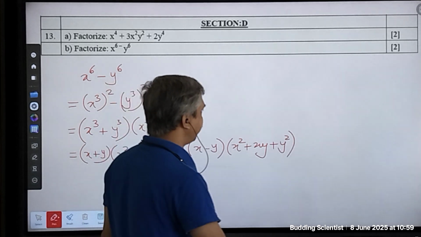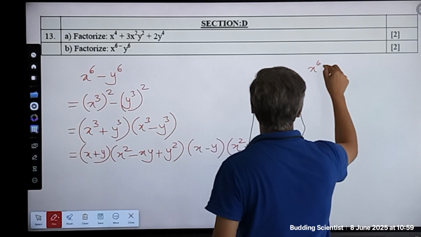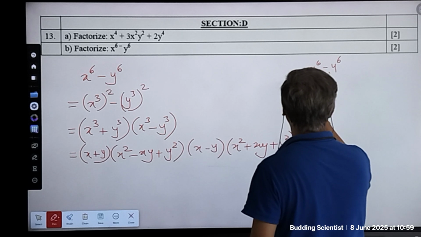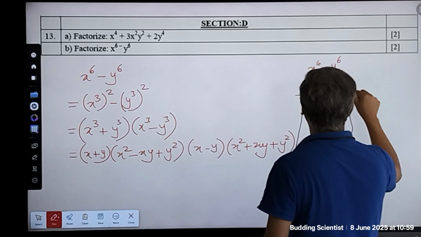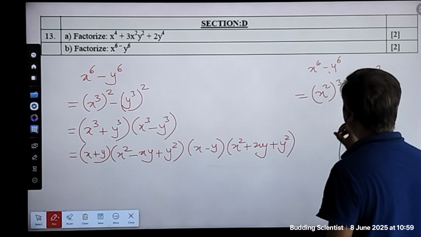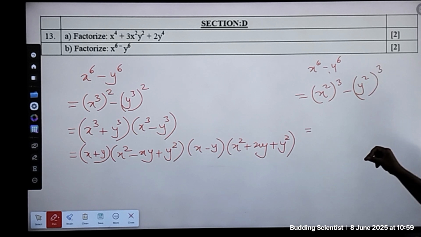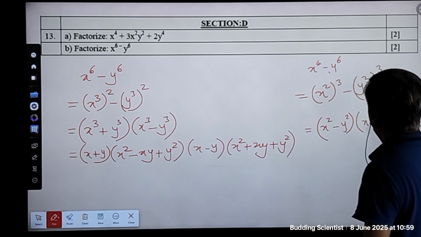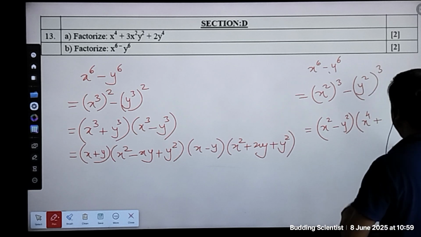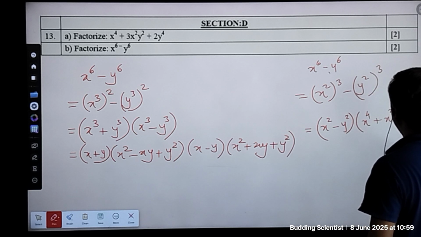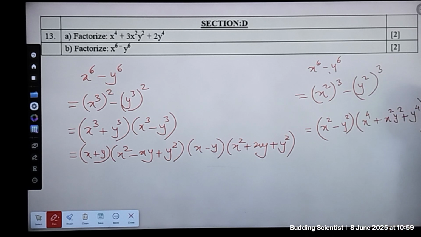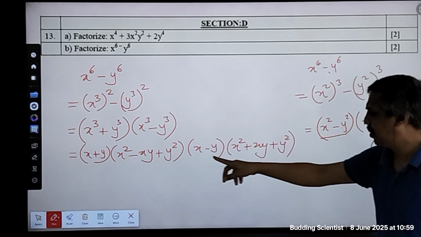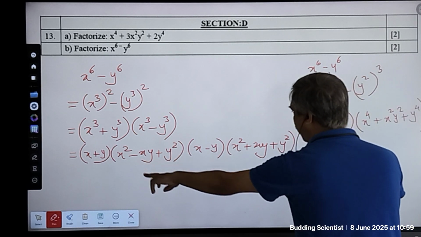There is one more way possible. x raised to 6 minus y raised to 6 is equal to (x square) cube minus (y square) cube, which is equal to, now we can do a cube minus b cube, so a minus b into a square plus ab plus b square. This x plus y, x minus y, these two are the same, look here. Up to this point, these two brackets are matching, but we don't have a match for these two brackets yet.